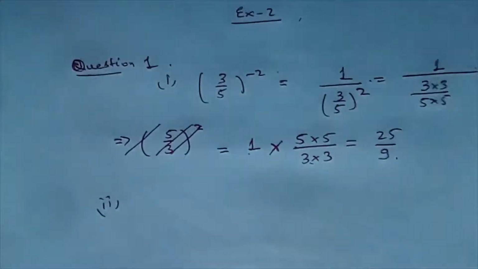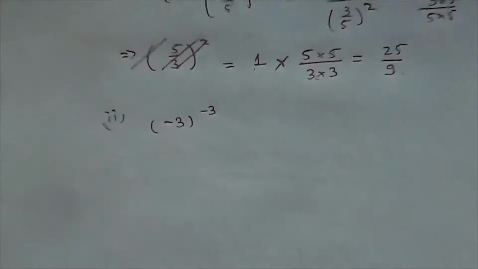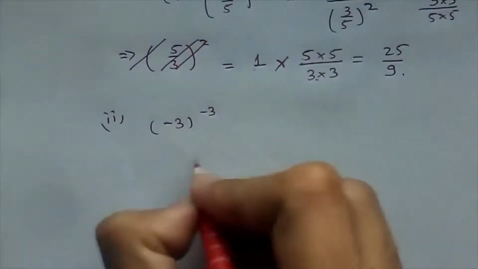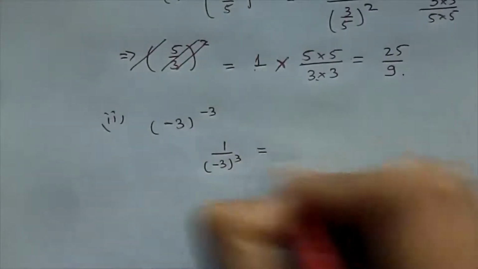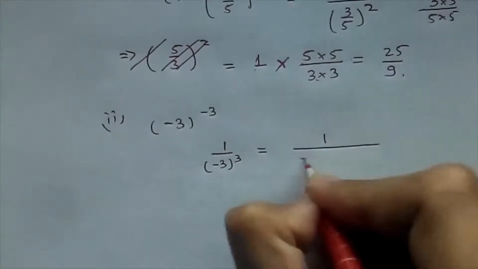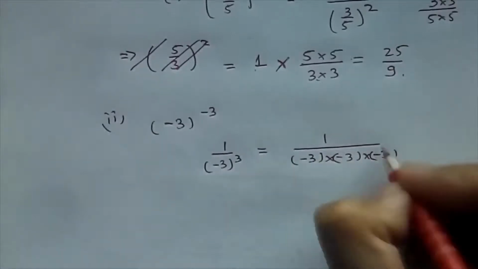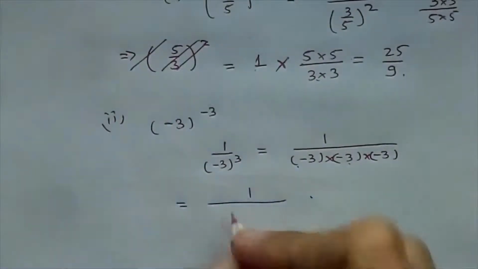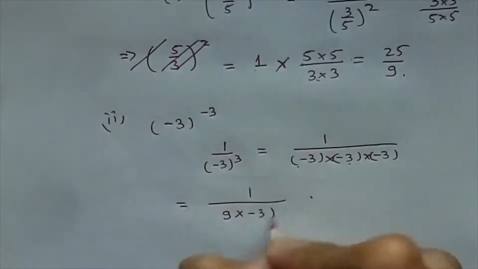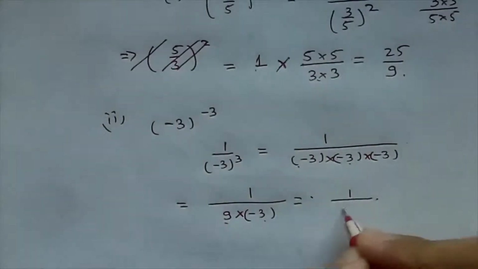The second part says (minus 3) to the power minus 3. So for solving this, first we will write it as 1 upon (minus 3) to the power 3. Then we will open the bracket, minus 3 into minus 3 into minus 3, which will further be multiplied: minus 3 times minus 3 is equal to 9, into minus 3, which is equal to 1 upon 9 3s are 27.